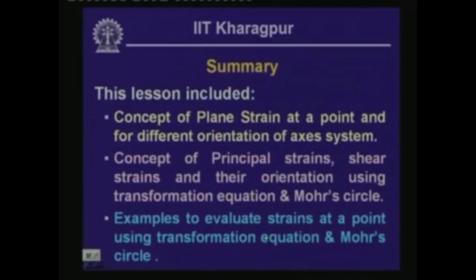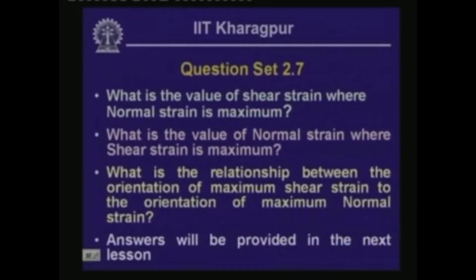Well, this particular lesson included the concept of plane strain at a point and for different orientation of axis system, concept of principal strains, shear strain and their orientation using transformation equation and Mohr circle, and examples to evaluate strains at a point using transformation equation and Mohr circle. And look into this question: what is the value of shear strain where normal strain is maximum, what is the value of normal strain where shear strain is maximum, and what is the relationship between the orientation of maximum shear strain to the orientation of maximum normal strain. Thank you very much.